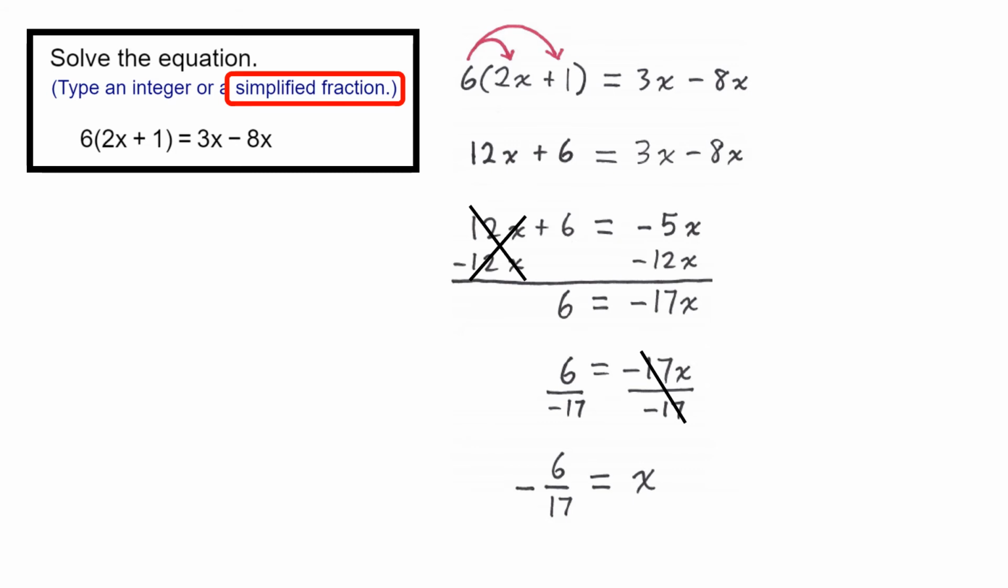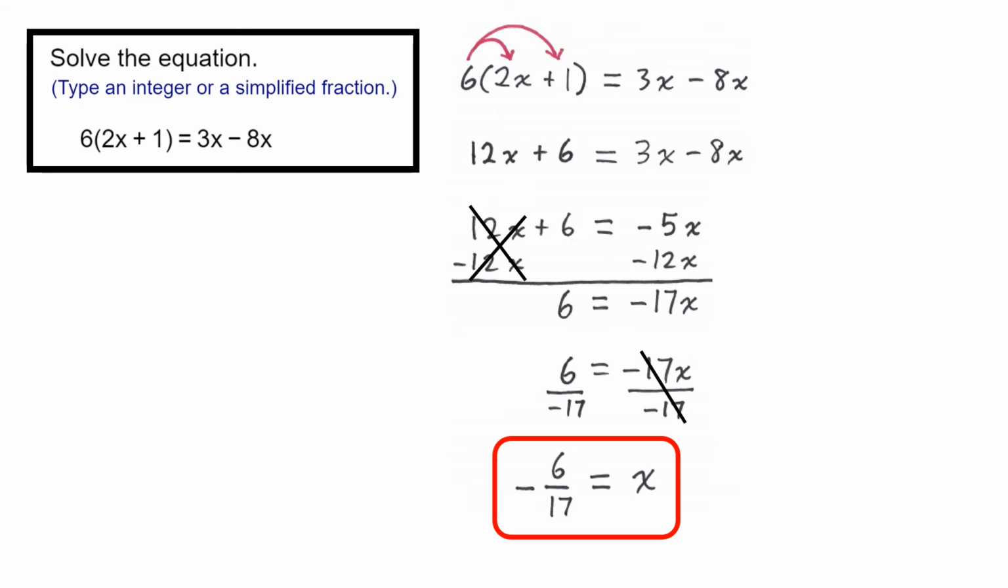Notice that the directions say to leave this as a simplified fraction. So don't take 6 divided by 17 on your calculator and leave it as a decimal. There are times that we do that, but in this case it's asking specifically for the simplified fraction.